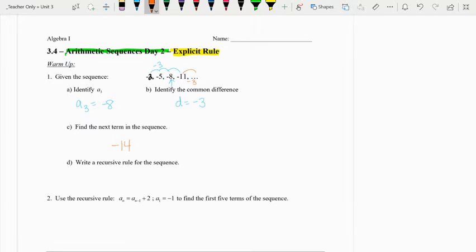And then writing the recursive rule, remember we always have to identify a sub 1, which in this case is -2. And then we need to write a sub n equals a sub n minus 1, and then the difference, so -3.